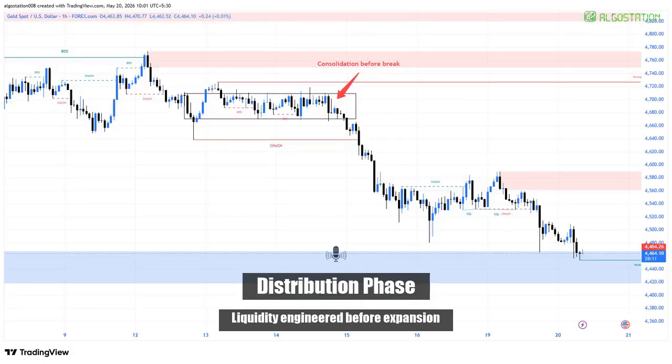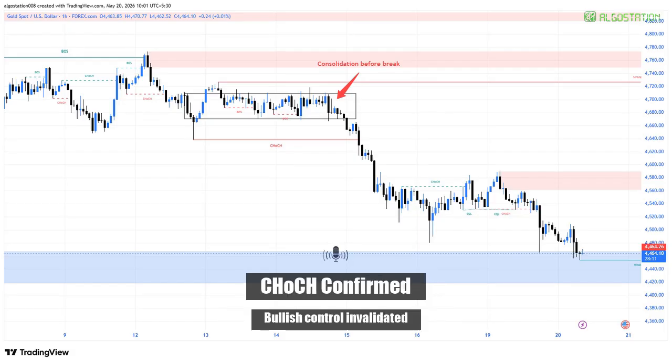Before the breakdown, price spent time consolidating. This is where liquidity was engineered. Retail traders interpreted this as support, but institutions used the range to distribute positions before collapsing the market lower. This change of character was the first warning sign. The moment bullish structure failed and price broke below support, the market narrative shifted from accumulation into distribution.